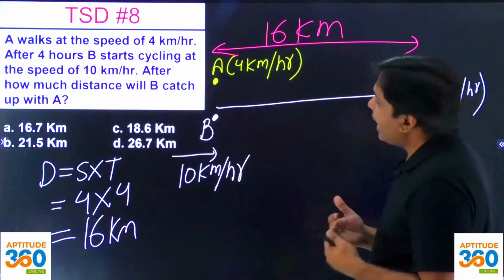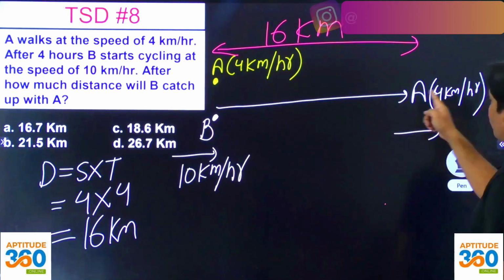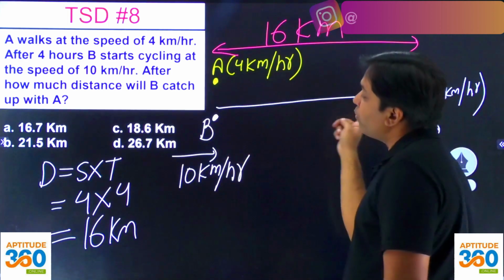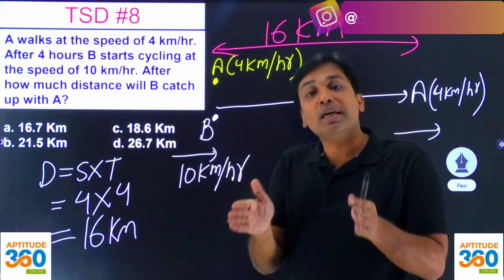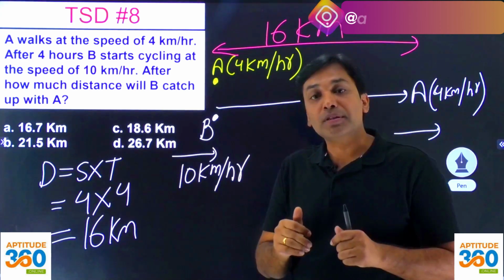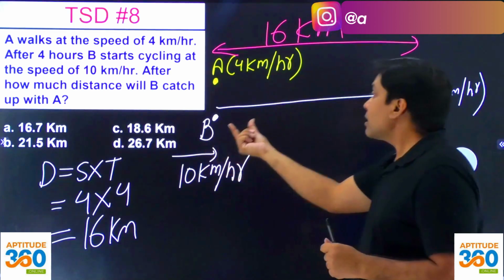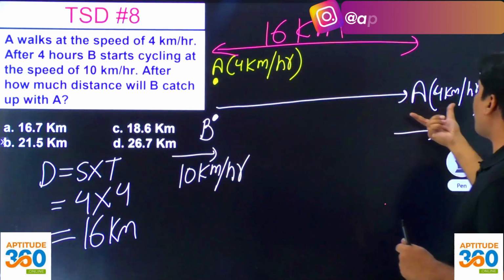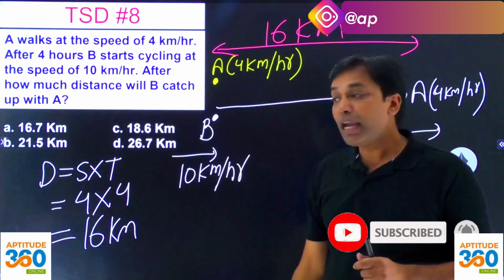अब सिचुएशन ये है कि ए इज मूविंग इन दिस डायरेक्शन over here with 4 kilometers per hour. B is also moving in this direction with 10 kilometers per hour. And what is the gap between them? Gap is 16 kilometers. Understand this. If B runs 16 kilometers more than A, only then B will catch A. What did I say?